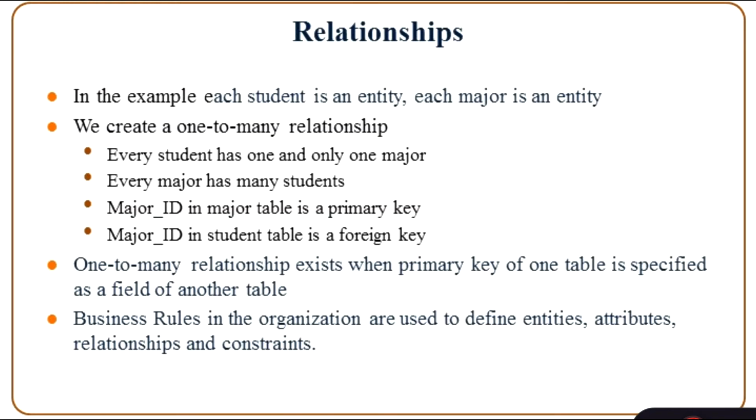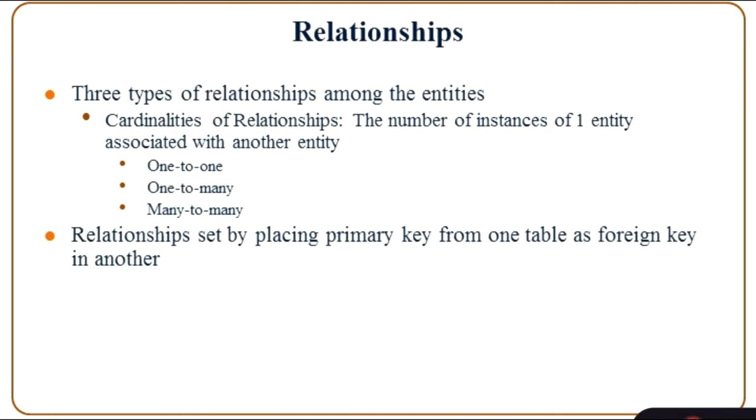Business rules in the organizations are used to define entities, attributes, relationships, and constraints. The data in the database reflects the business rules in the organization. Between entities in a database, there are three types of relationships. The type depends on the cardinalities of relationships. Basically, it is the number of instances of one entity associated with another entity. So from there, we have one-to-one relationship. As an example, each person may be associated with a spouse.